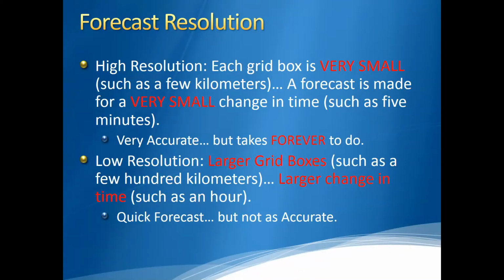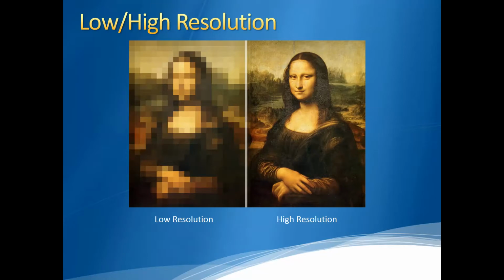A good analogy to this would be, suppose you have a picture of Mona Lisa. And on one side, the picture of Mona Lisa is basically just a bunch of grid boxes with colors in them. And let's say you have a small number of grid boxes. So you have a lower resolution. You can kind of still pick out her face. I can still see her eyes. I can still see her nose. I can still see her hair. But you really don't get a good representation of Mona Lisa.